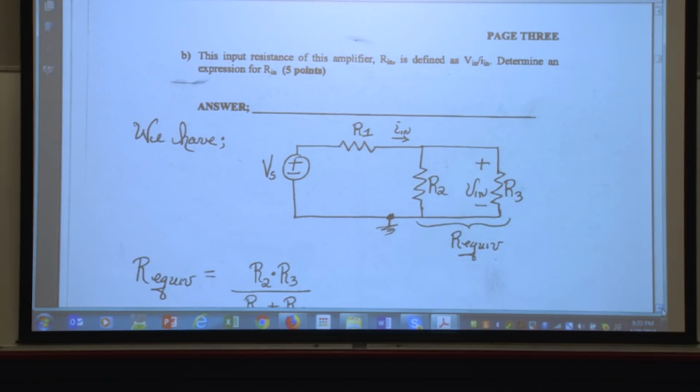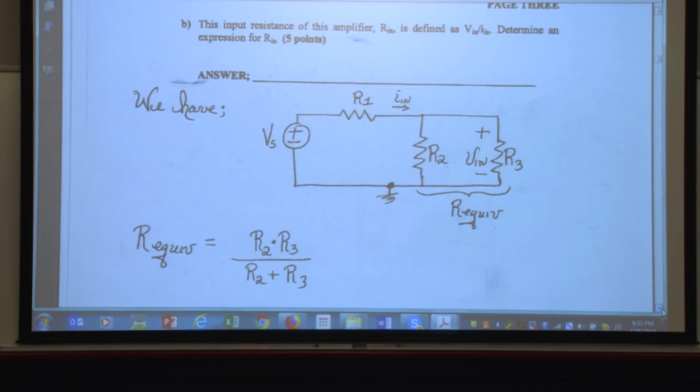Okay, part B. The input resistance of this amplifier is defined as V in over I in. Determine an expression for the input resistance. Now, we've never covered this. Where is this question coming from? Let's see if we can figure it out.